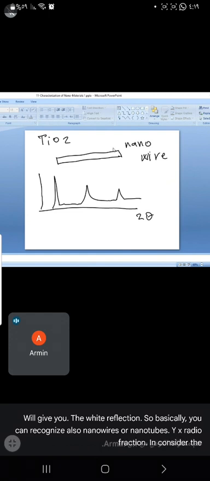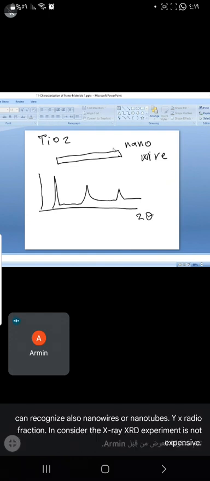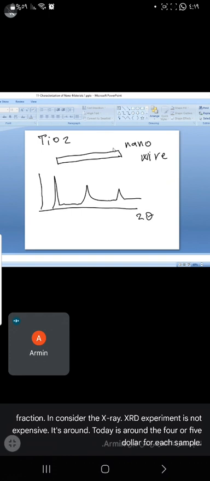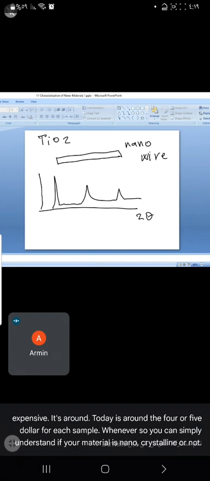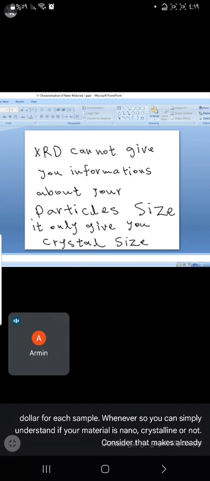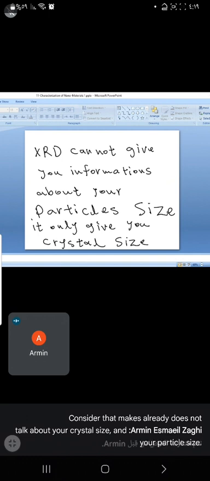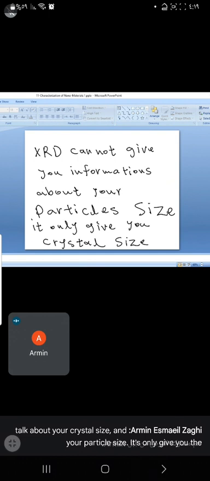And consider the XRD experiment is not expensive. Today it is around $4 or $5 for each sample in Iran. So you can simply understand if your material is nanocrystalline or not. Consider that XRD does not tell you about your particle size. It only gives you the crystal size. Okay? Let's have a break.